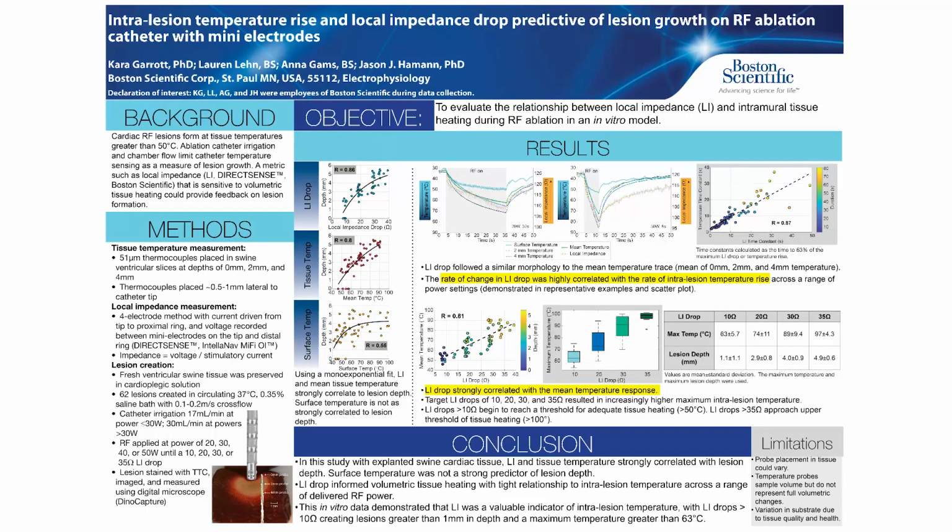You can see that as RF is applied, there's an increase in temperature throughout the entire portion of the application. You see this strongly in the temperature probes underneath the surface, and while there is a temperature rise in the surface temperature probe, it's not nearly as great as the others. You also see that the local impedance drop strongly follows the mean temperature rise and the temperature rise from the 2 millimeter and 4 millimeter probes. This relationship holds true at both low power, 20 watts, and high power, 50 watts.